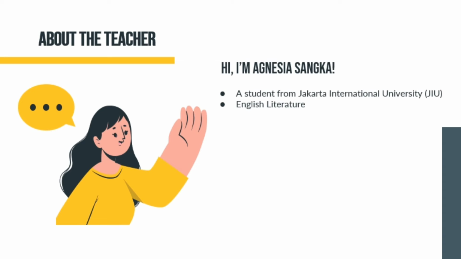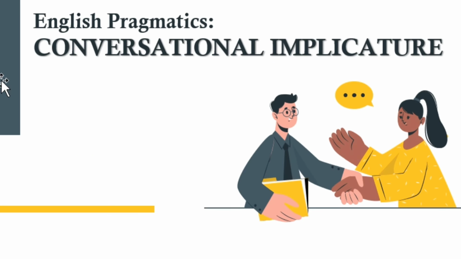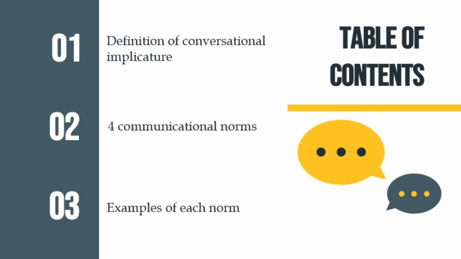So, what are we going to learn today? You might probably know it already by seeing the timeline of the video. Yes, so we are going to learn about English pragmatics conversational implicature. And here's the table of contents. First, we are going to learn about the definition of conversational implicature. Second, we are going to learn about 4 communicational norms. And the third one, which is the last one, we are going to learn the examples of each norm.